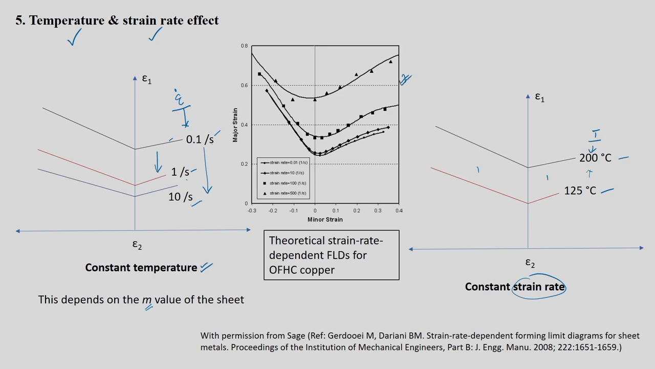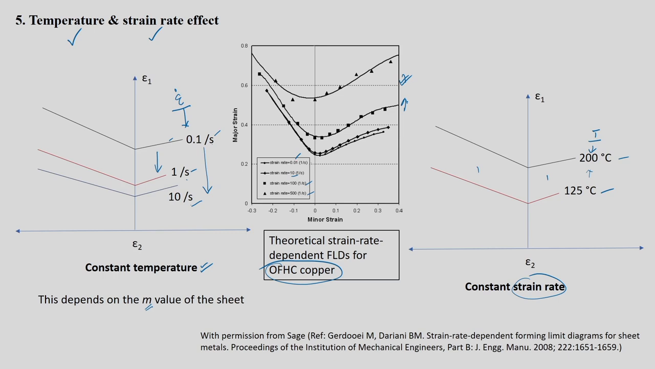You will see that practically, they have evaluated the theoretical strain rate dependent forming limit diagram for this particular material, one particular grade of copper. If you see that, what are the strain rates? For example, strain rate is 0.01, then 10, then 100, then 500. So it's more like a dynamic forming limit type, dynamic testing type, and you will see that with respect to change in strain rate, your forming limit actually improves.